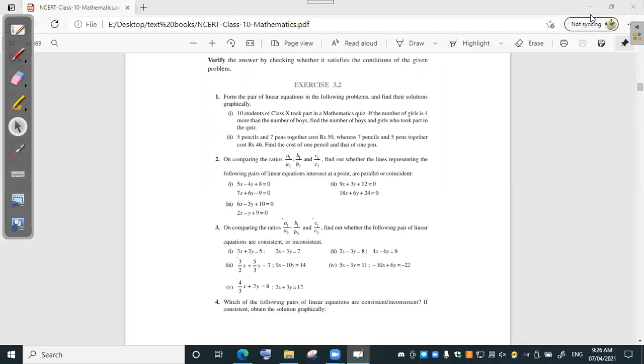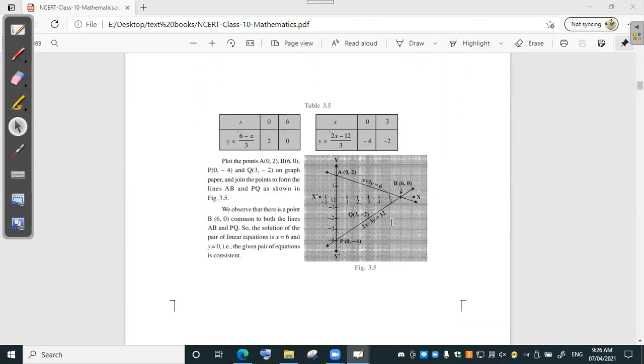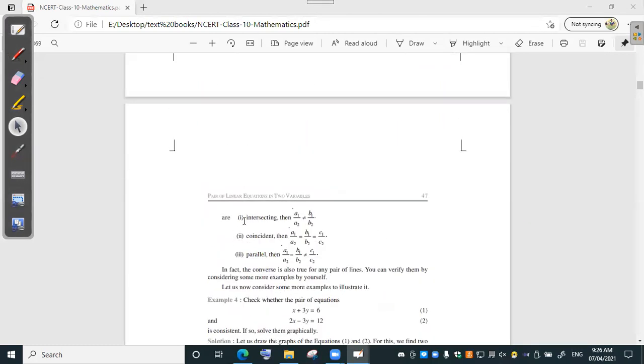So these are the conditions that we have seen in our textbook. Also, you can find these conditions. Intersecting lines, A1 upon A2 is not equal to B1 upon B2. Coincident line, all equal, and if C1 upon C2 is not equal, then they are parallel lines. Okay.